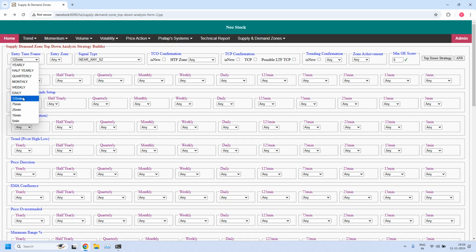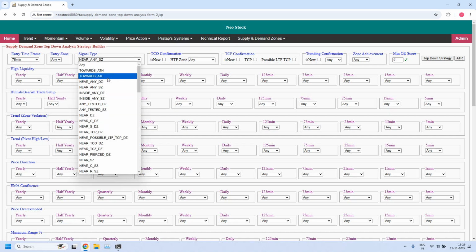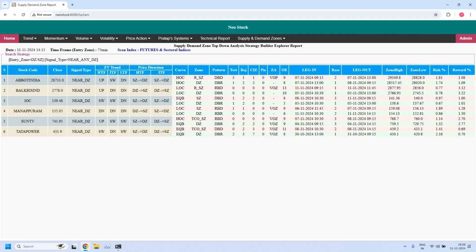Next time frame is 75 minutes. Entry time frame 75 minutes. Let's find the stocks near 75 minutes demand zone. 6 stocks are filtered. Let's identify high liquidity 75 minutes demand zones, if any. We don't have any high liquidity 75 minutes demand zones from this list. Even daily demand zones also we don't have. So no long high liquidity trades for tomorrow.